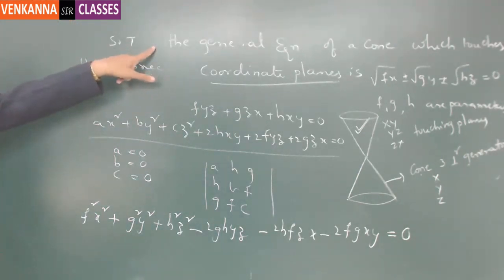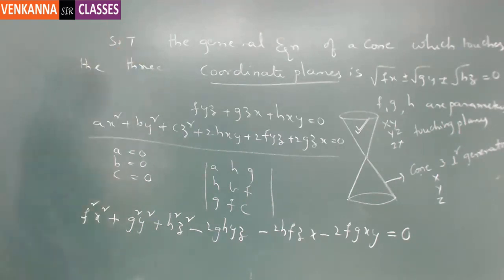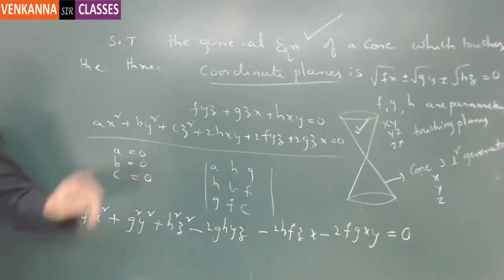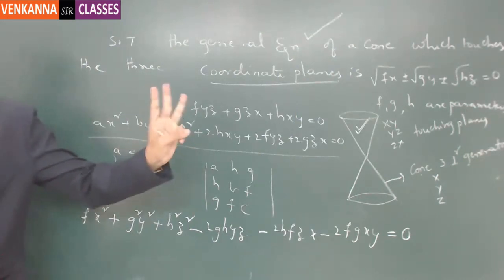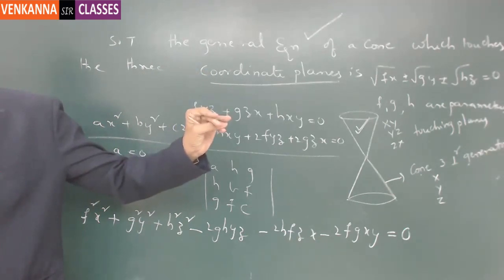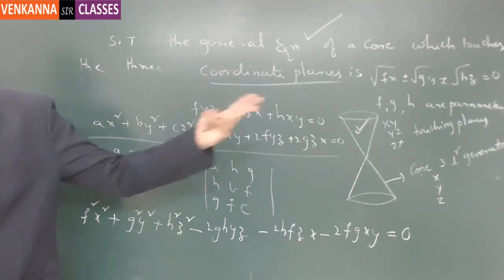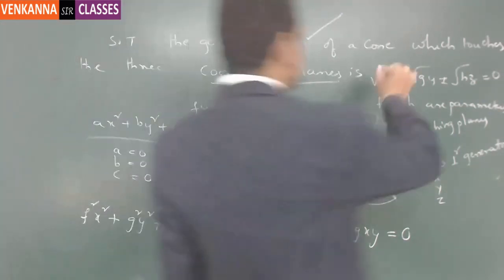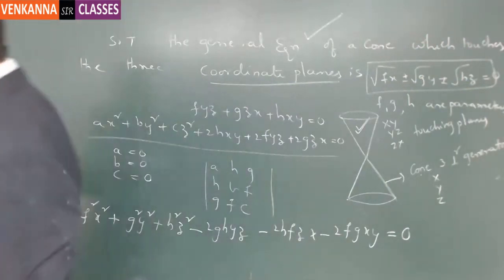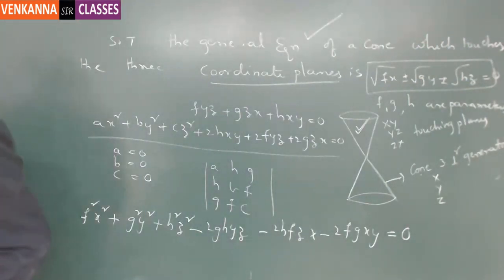So what is the question here? I want to find the equation of a cone which is touching the three coordinate planes xy, yz, zx. And if you find its equation, it will come like this. That was the question. Clear? Say yes or no. Right. Now what happens?